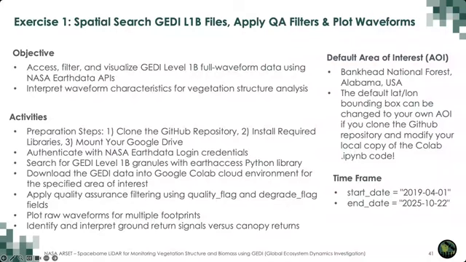In this hands-on demo, we will start by authenticating with NASA Earth Data login credentials. Hopefully everyone has their Earth Data account already set up. And then we will search for JEDI Level 1B granules using the Earth Access Python library. We will download JEDI data for the specified area of interest, apply quality assurance filtering using the quality flag and the degrade flag fields. So there's 2 different fields that we'll be searching for.